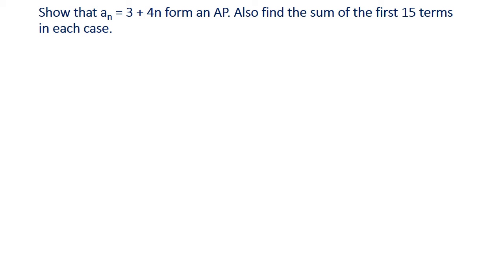Okay. First of all, we'll do the first part of the problem. an = 3 + 4n. To check whether it is an AP or not, first we need to form the AP. So a1, a2, a3, a4, a5.